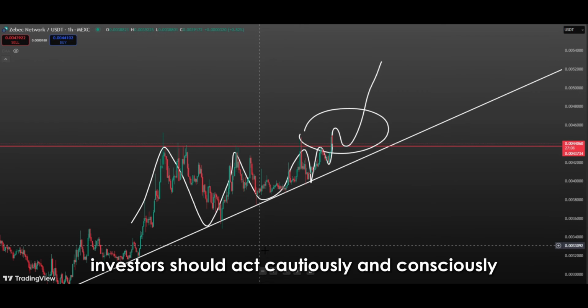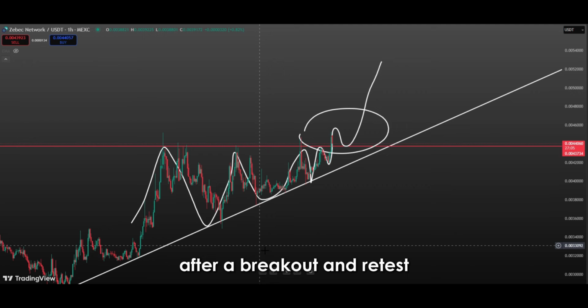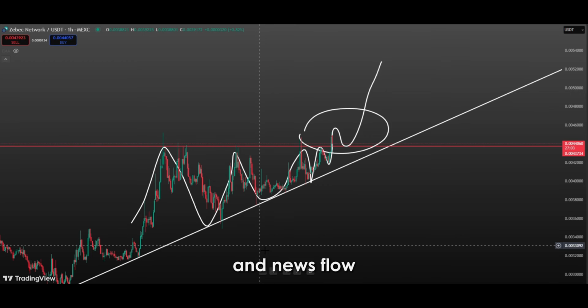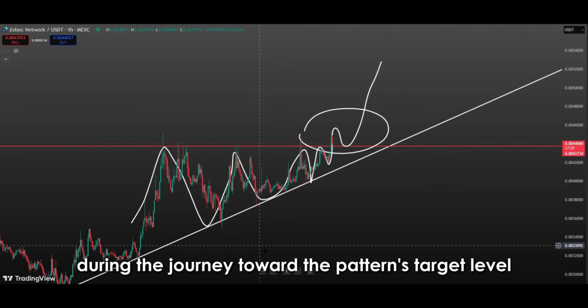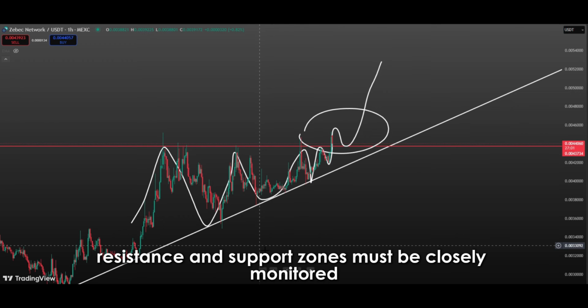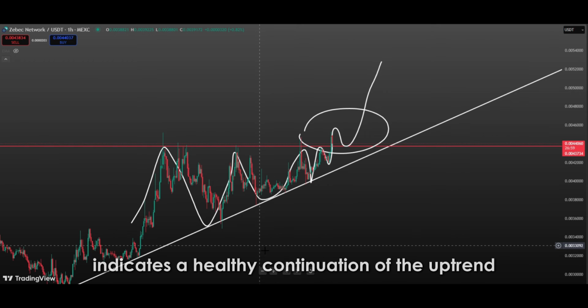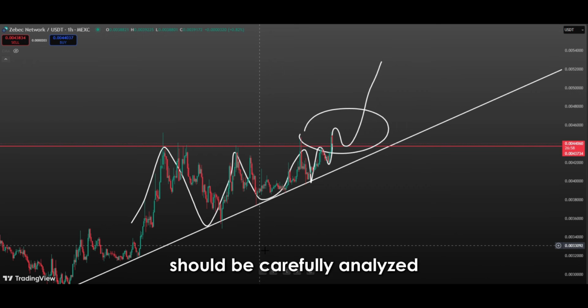At this stage, investors should act cautiously and consciously, remaining alert to sudden price movements. After a breakout and retest, changes in volume, signals from other technical indicators, overall market conditions, and news flow should all be considered when forming a strategy. Especially during the journey toward the pattern's target level, price reactions to interim resistance and support zones must be closely monitored. Each new higher high and higher low indicates a healthy continuation of the uptrend, while sudden drops or returns inside the pattern should be carefully analyzed. In conclusion, the price breaking out of the ascending triangle pattern and currently undergoing a retest is a technically positive development.